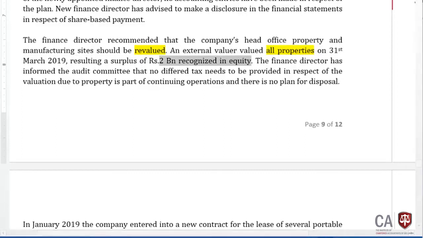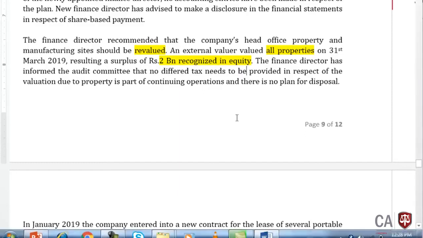I am sure this is material. You can see 2 billion is what percentage of their total assets? Say, for example, if it is more than 2-3%, it is definitely material. The finance director has informed the audit committee that no deferred tax needs to be provided. Now see, if you do not have a basic financial accounting or financial reporting understanding, you will not write, as a point in your answer, that this comment given by the FD is wrong.